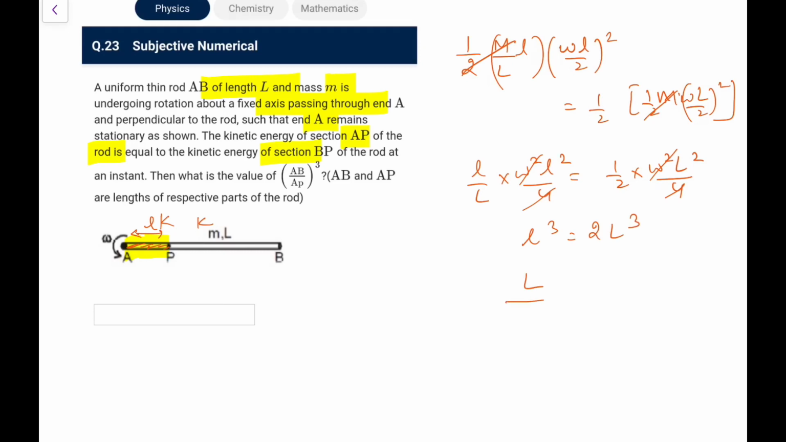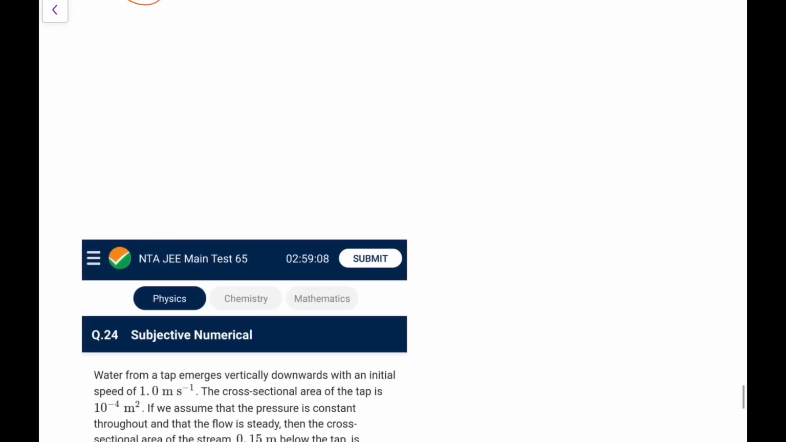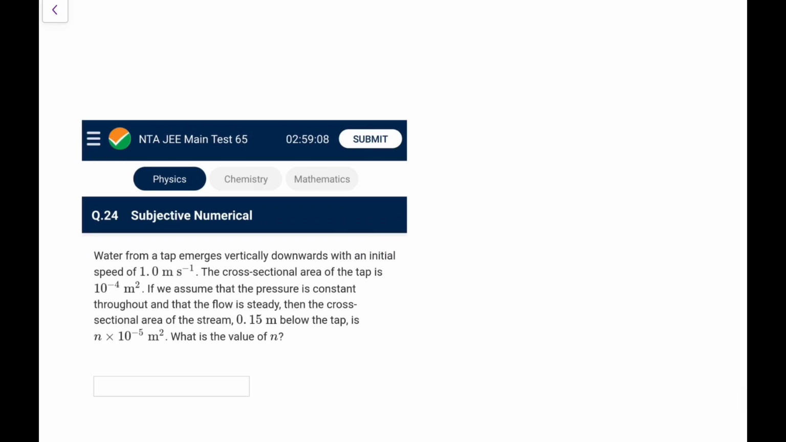AB is L and AP is small l. So L by l whole cube would be equal to, sorry, I have done it wrong, because the bigger length cannot be smaller. There was a mistake in my solution, that was the result. So L by l whole cube would be equal to 2. So it's a good question, just apply the concepts, you will get it. So I've taken the CM approach and gone by that.